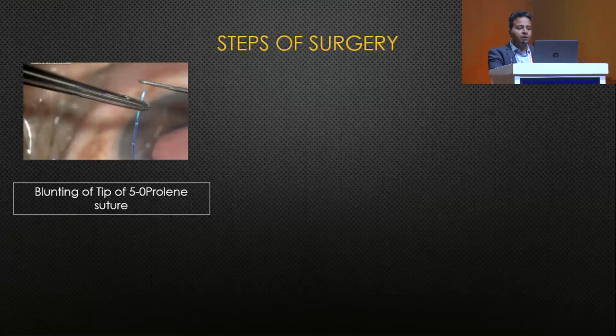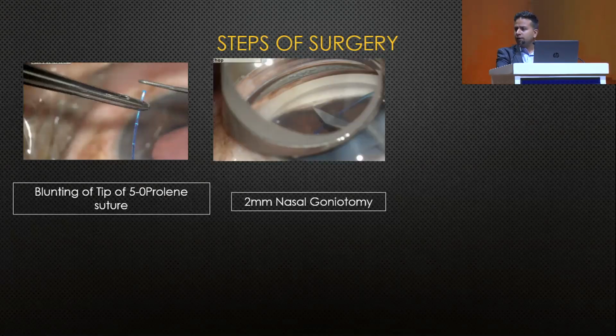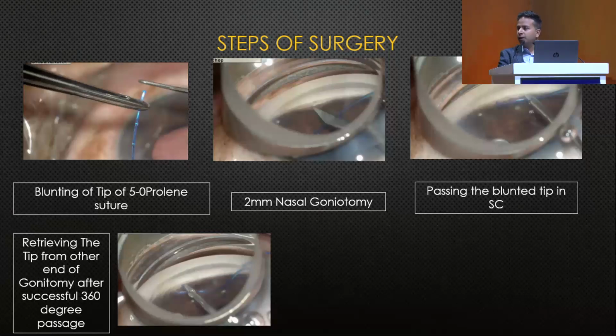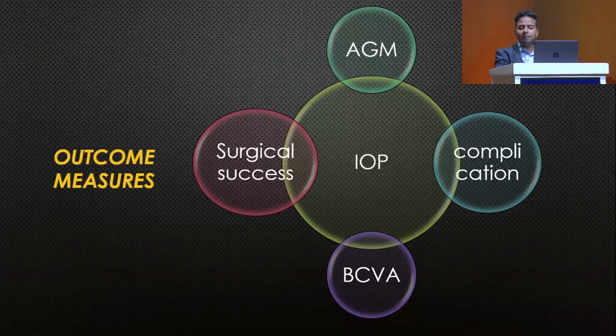So these are the steps of our surgery. As a routine GAT, we used a 5-0 prolene suture. We blunted the tip. We did a 2 mm nasal goniotomy, and introduced the suture in it. After 10 to 30 strokes, we retrieved it from the other end, thus completing a 360-degree trabeculotomy. Outcome measures were intraocular pressure, anti-glaucoma medications, surgical success, complications, and best corrected visual acuity.